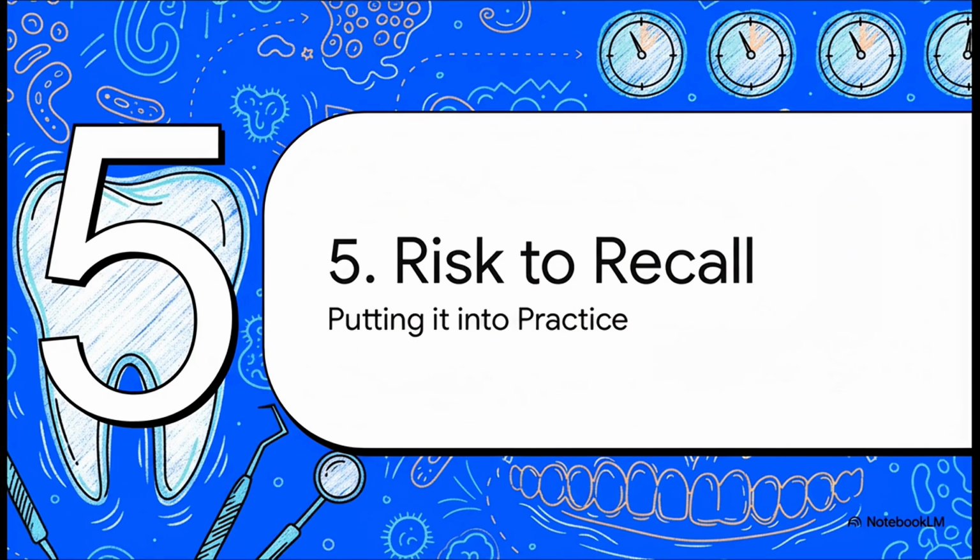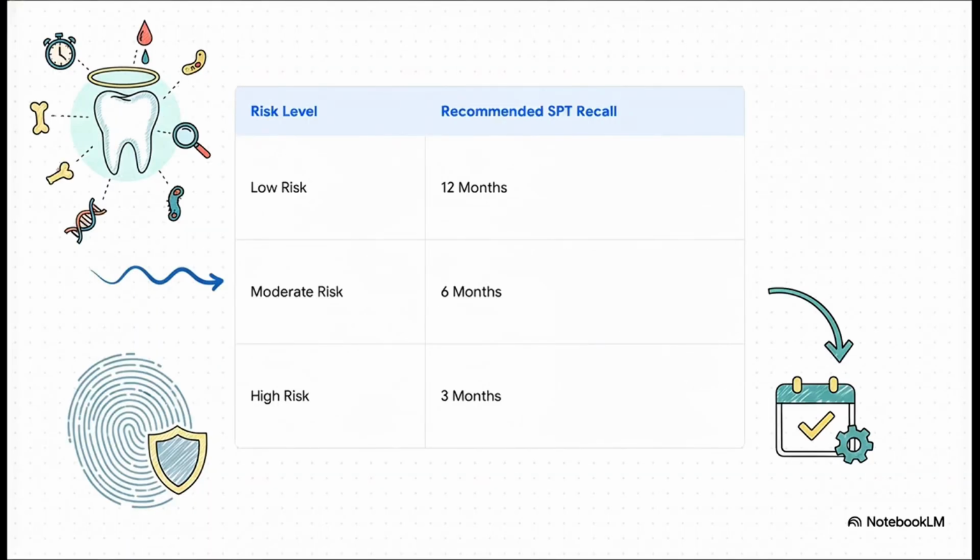All right, now for the payoff. We've done the work, we've calculated the risk. Let's see how this translates directly into a personalized, evidence-based maintenance schedule for our patient. And here it is. This slide shows that beautiful, direct link between our assessment and what we actually do. The PRA model gives us these clear, evidence-based recommendations. Low-risk patients can go on a 12-month recall. Moderate-risk patients should be seen every 6 months. And our high-risk patients, they need to be on a tight 3-month interval to stay stable.